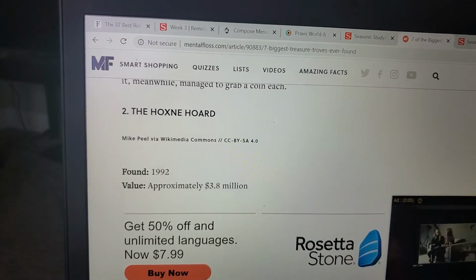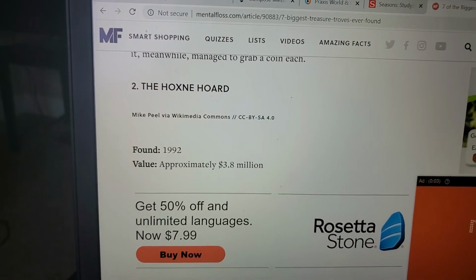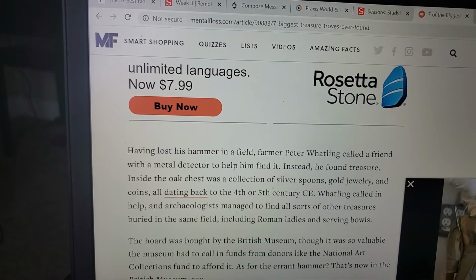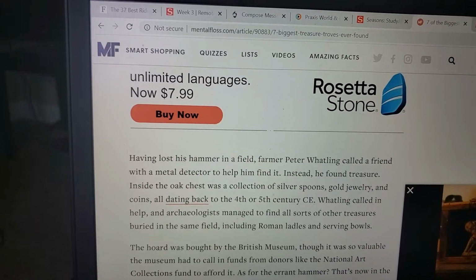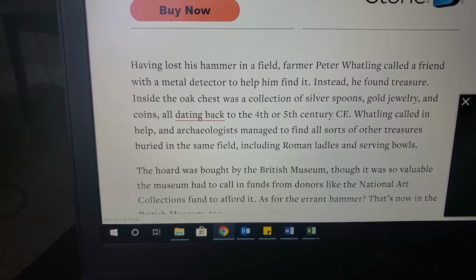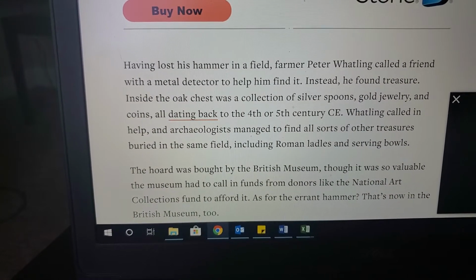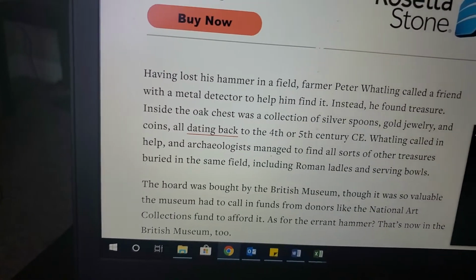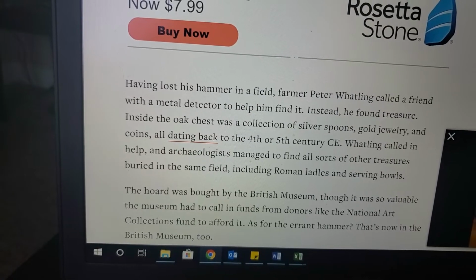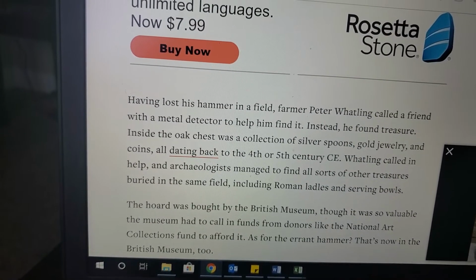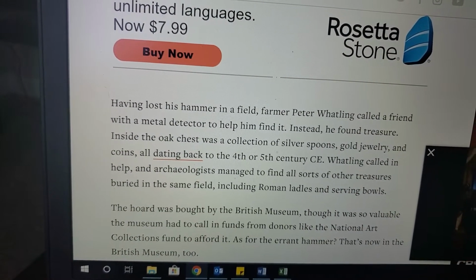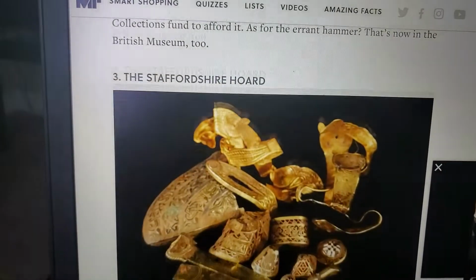The next one was actually found in 1992. So treasures are still being found. It's worth about $3.8 million. This farmer lost a hammer in his field. Completely lost his hammer. And he went out with a metal detector looking for his hammer and instead came away with spoons, gold jewelry, and coins all dating back to the 4th or 5th century, which is like the 300s and 400s. That's how long ago that treasure was. And they are now in the British Museum as well.